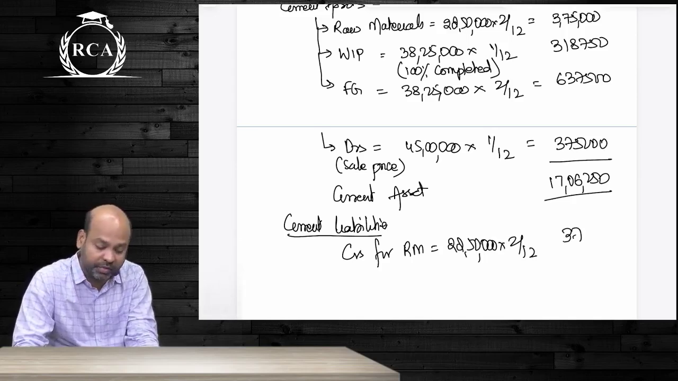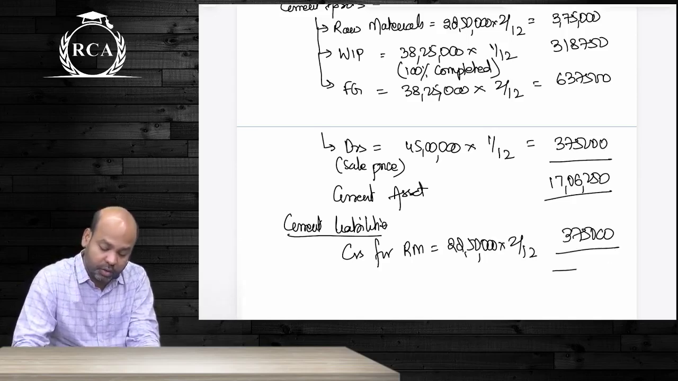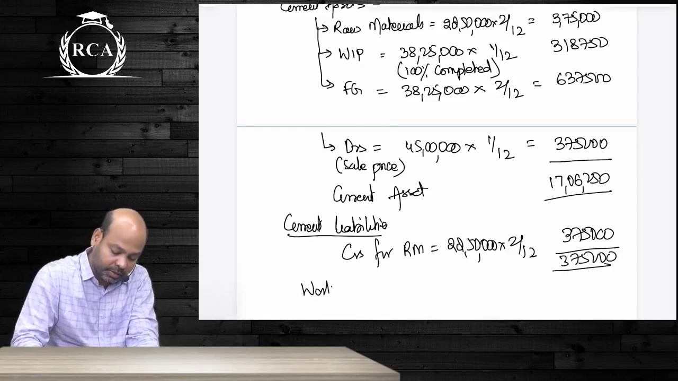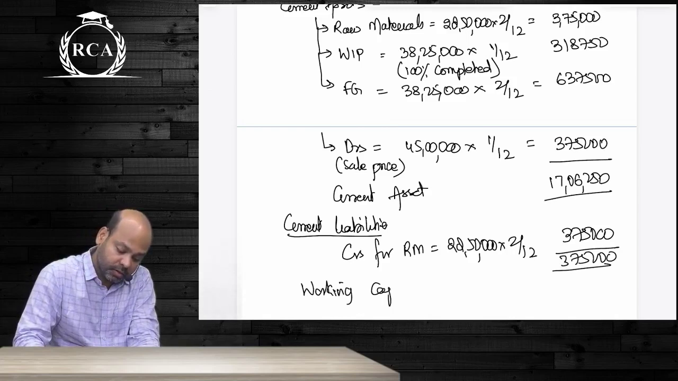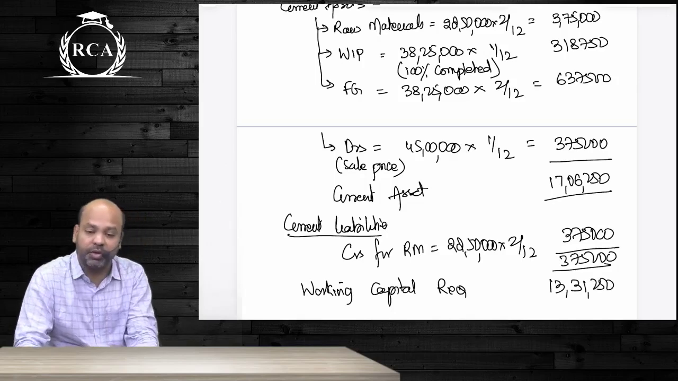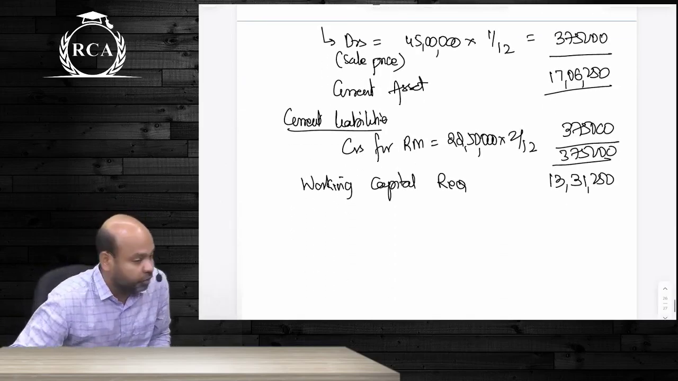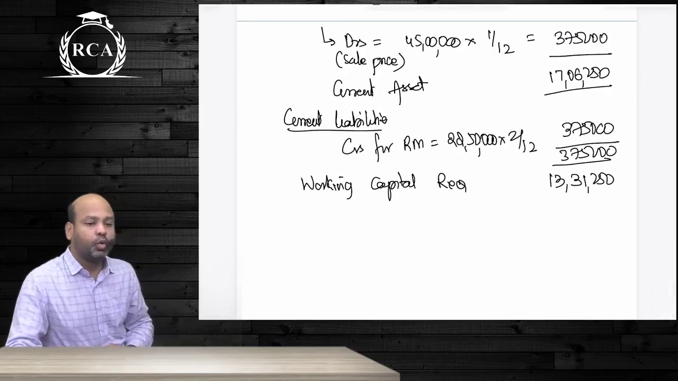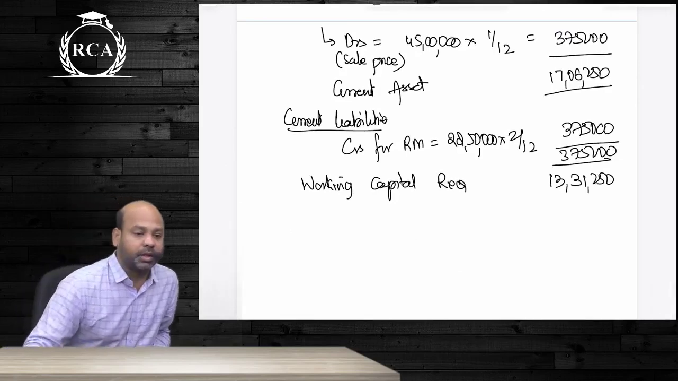3 lakhs 75,000. Okay? What will be your working capital requirement? Working capital requirement, beta, is 13 lakh 31,250 rupees. Yes or no? Working capital requirement, beta, will be 13,31,250.